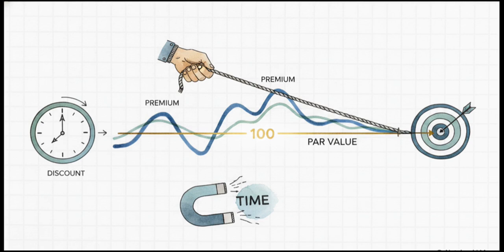Now, what's really fascinating is this concept of pull to par. Even if a bond is currently trading at a really steep discount or a hefty premium, its price isn't going to stay there forever. As the bond approaches its maturity date, its price will naturally gravitate right back toward that 100 mark. It's almost like gravity for bonds. This happens because, assuming the market expects the issuer to pay in full and on time, 100 is exactly the price the issuer will pay to redeem the bond. Time literally pulls the price back to face value.